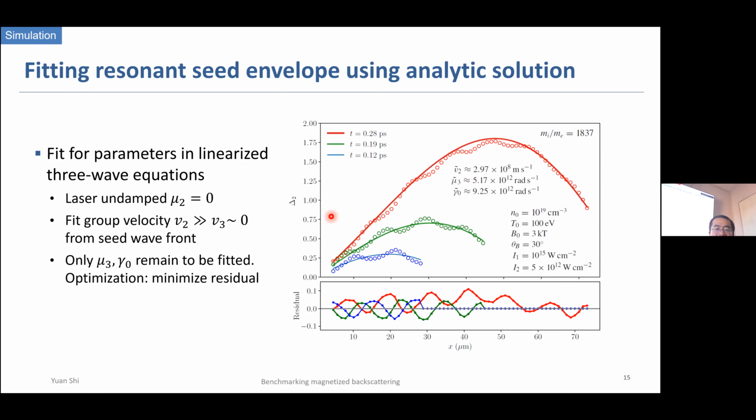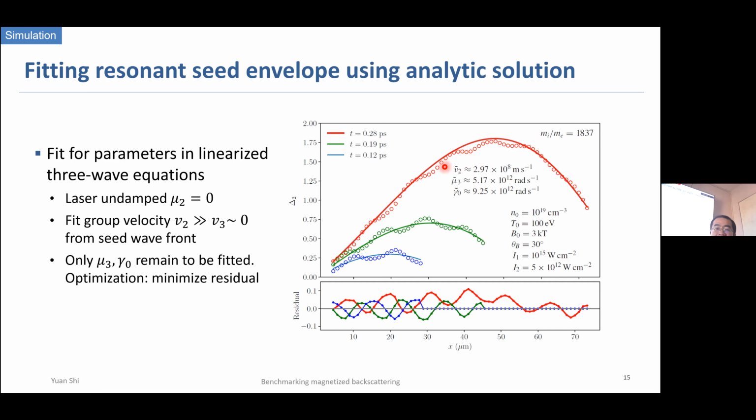So here is typical data. The circles are extracted envelopes from the PIC simulation, and the solid lines are fits of these data using the initial boundary value problem. Remember, we have an analytical formula for the initial boundary value problem. Here we're fitting the data to determine essentially three parameters. One of them is the group velocity of the laser. That's something you can calculate analytically. Here we fit it because there's some numerical dispersion, which is slightly different from the analytical group velocity.